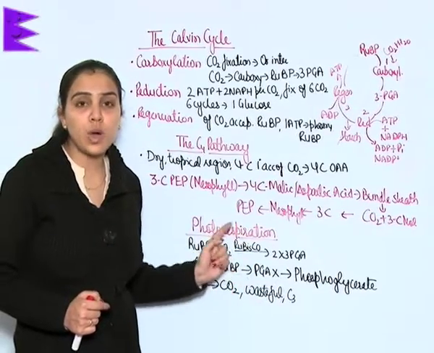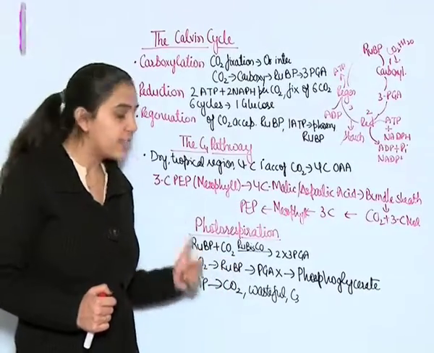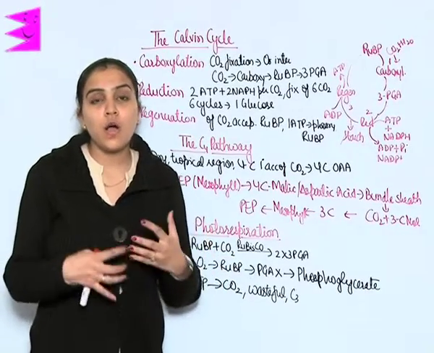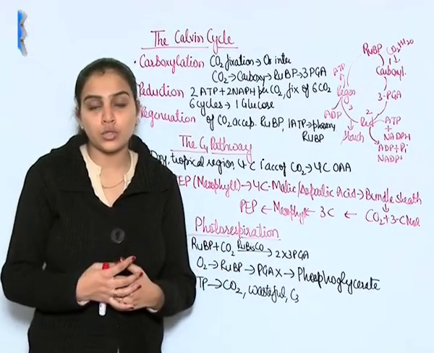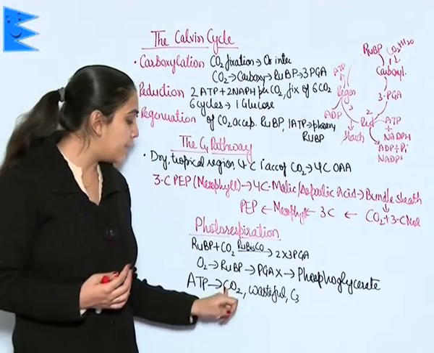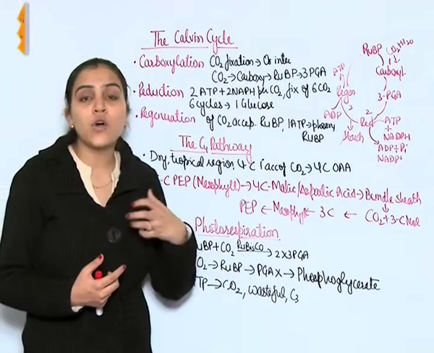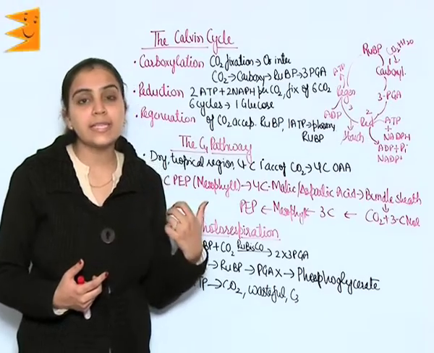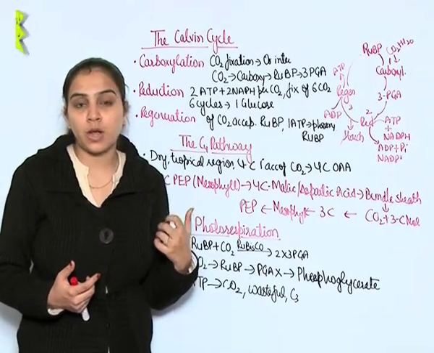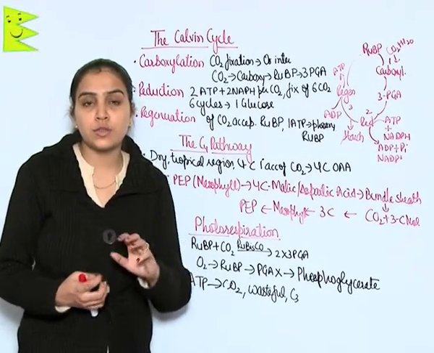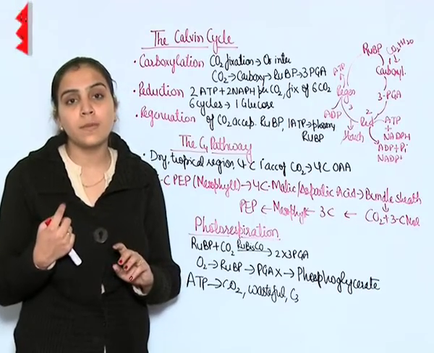in this process of photorespiration, there is no generation or synthesis of ATP or sugar. ATP is utilized to form CO2. Hence, it is a wasteful process because energy is being consumed in evolving out carbon dioxide.